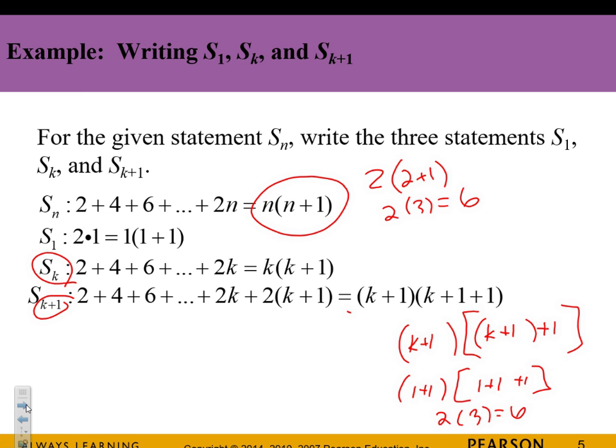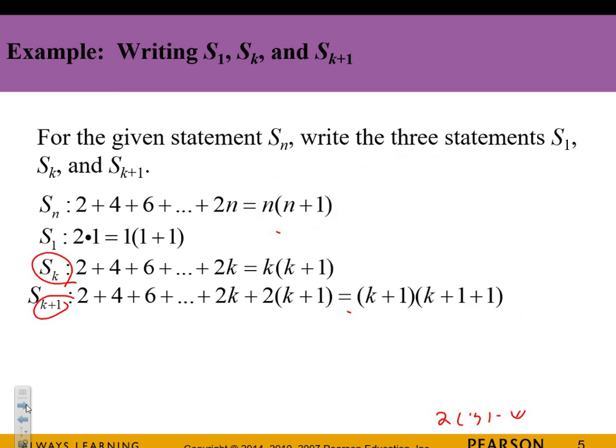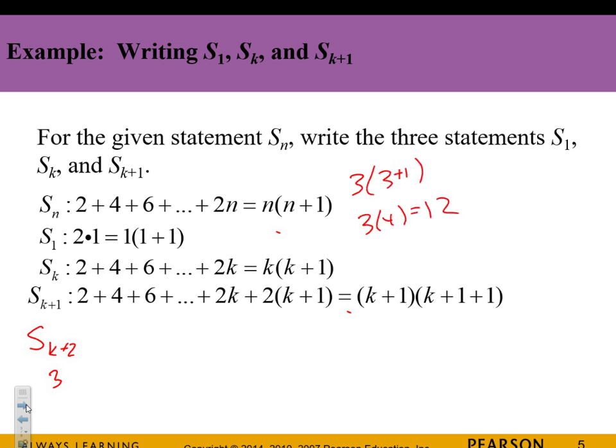So let's try the next one real quick. If we did 3, that would be k plus 2, correct? Yeah. So we have s sub k plus 2. We know that it's technically 3. I'm going to do it up here first. So that should be 3 times 4. That should give me 12, correct? So the sum of the first 3 should be 12, based on this formula, correct?